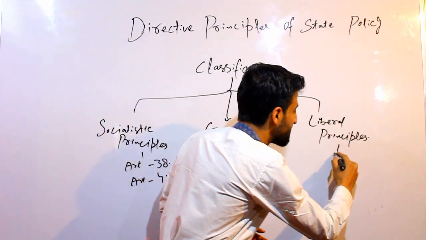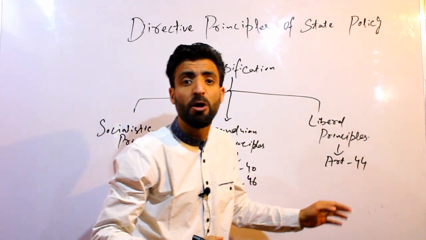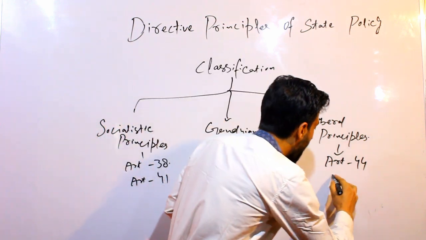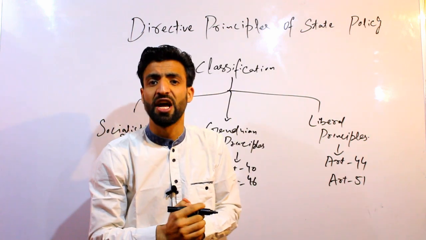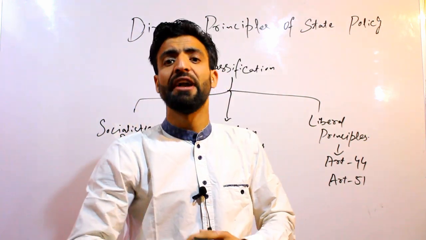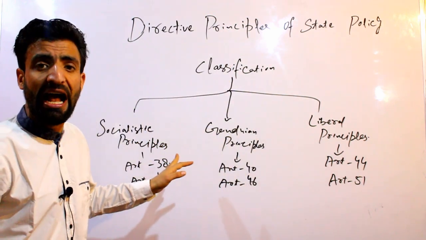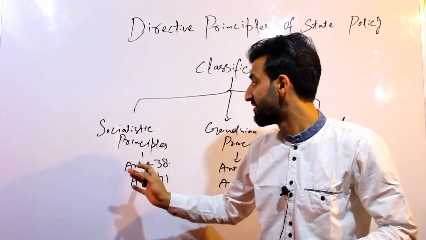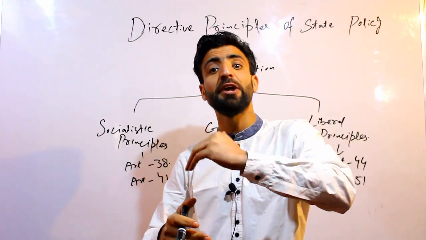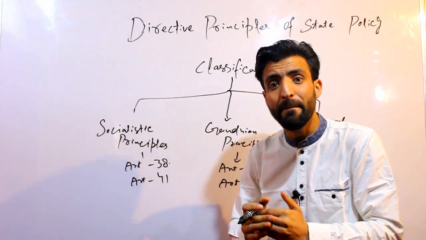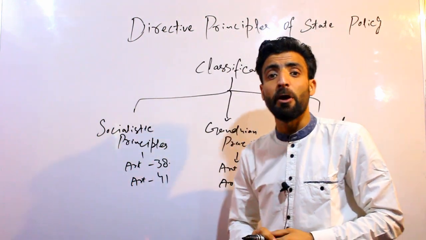Similarly, in the liberal principles comes Article 44, which provides for a uniform civil code. Similarly, Article 51 is to establish good relations and peace at the international level. So as far as socialistic principles are concerned, as I have cited the example of Article 38, which provides that the state shall try to minimize the inequalities in income, opportunities and facilities. Similarly, Article 41 provides for the right to work.